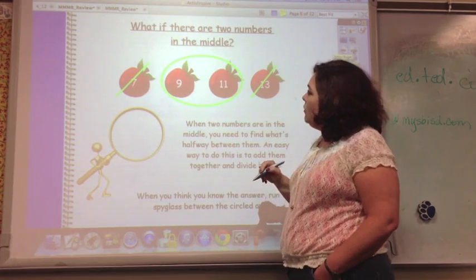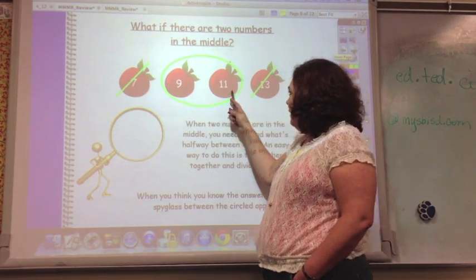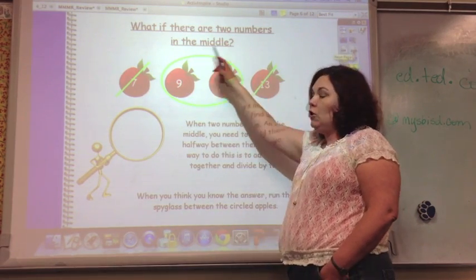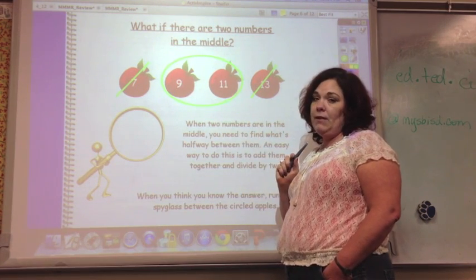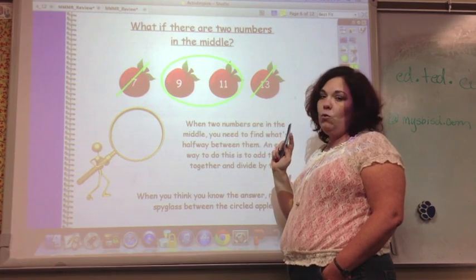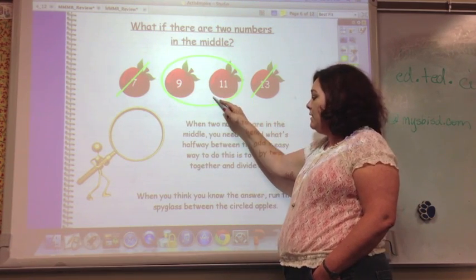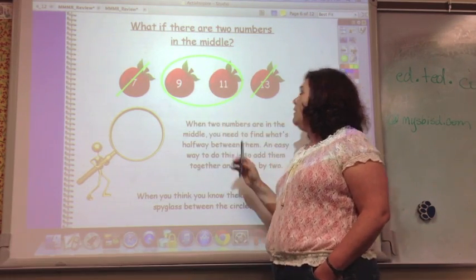If there are 2 numbers in the middle, say you have 7, 9, 11, and 13. Well, there's 2 numbers in the middle. Then you have to add those up and divide by 2. And so if you add 9 plus 11, that's 20, divided by 2 would be 10. And that would be equal in the middle.